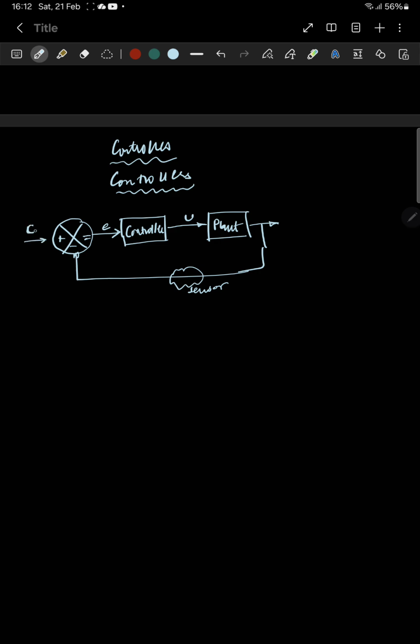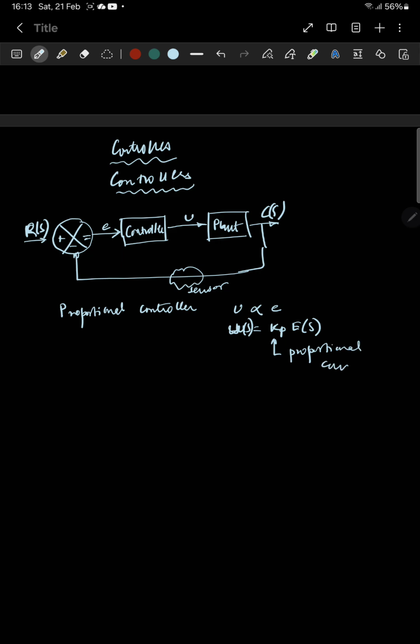This is the input, which is R of S. This is the output, C of S. So we have proportional controller, where U is proportional to E. U of S equals Kp into E of S. This is the proportional constant.